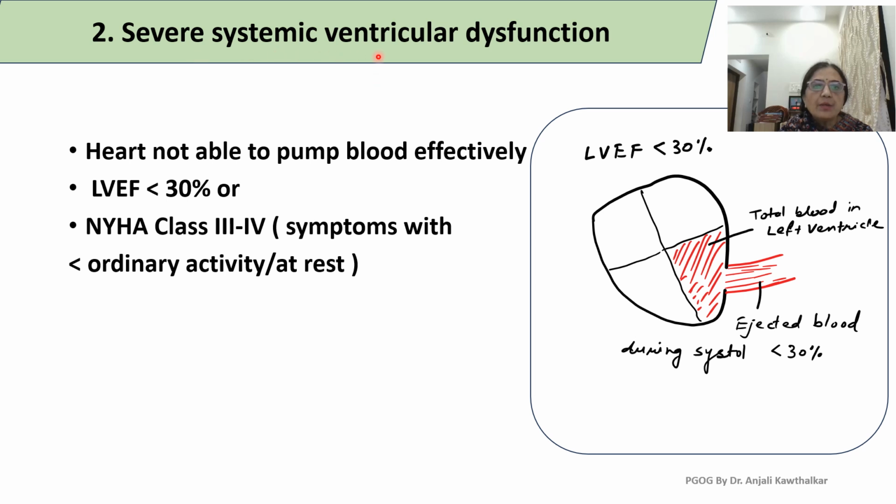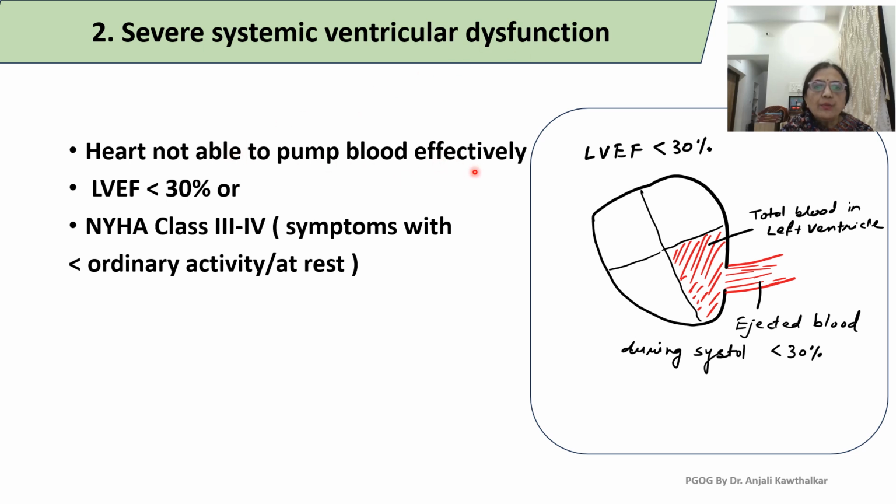Second is severe systemic ventricular dysfunction. As I said, systemic means whichever ventricle is throwing blood into the system, or general systemic circulation. So it is always the left ventricle, unless there is a congenital malformation where the left ventricle is not developed and there is a small left-sided heart, then only the right ventricle takes over the role of a systemic ventricle. Otherwise, whenever we say systemic ventricular dysfunction, it is almost synonymous with left ventricular dysfunction.